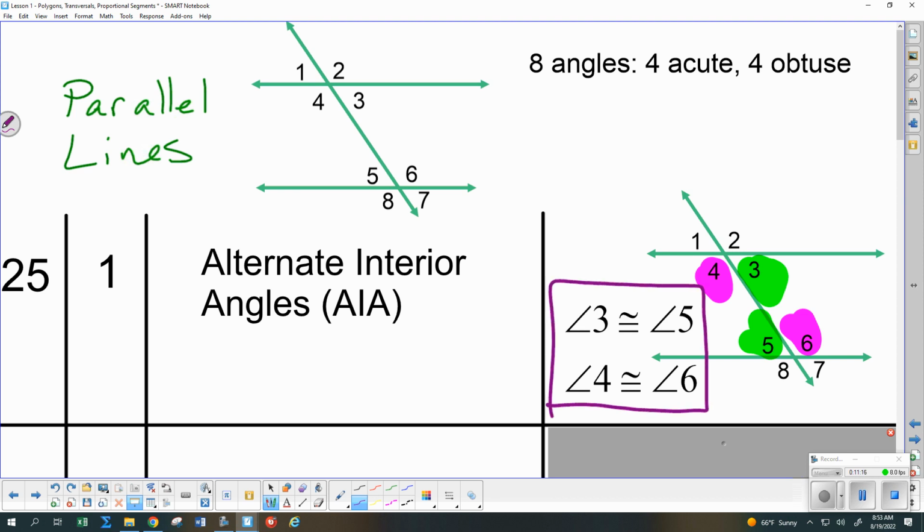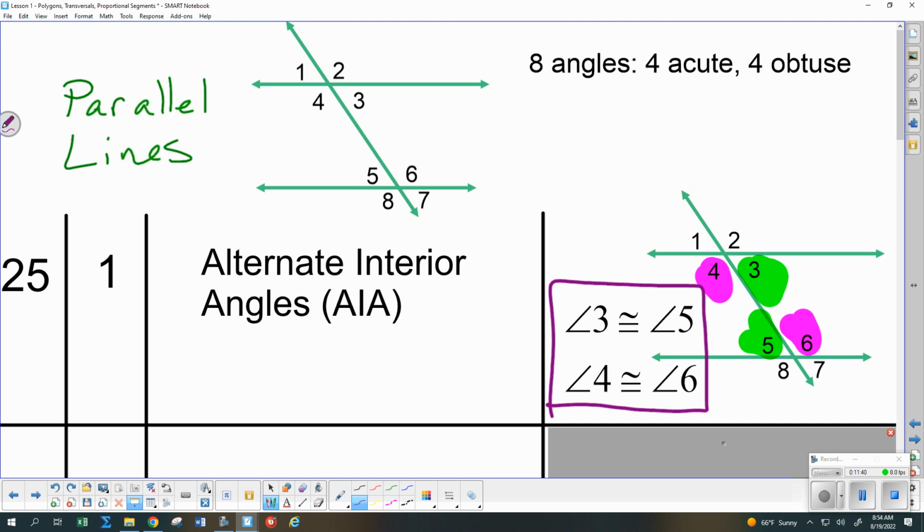You are just going to write this part. That says angle 3 and angle 5 are congruent angles. The equal sign with the squiggle means these shapes have the same measure. These shapes are the same size. We only use an equal sign between numbers or between an algebraic expression that means a number equals another number. When it's shapes, we use the congruent sign.